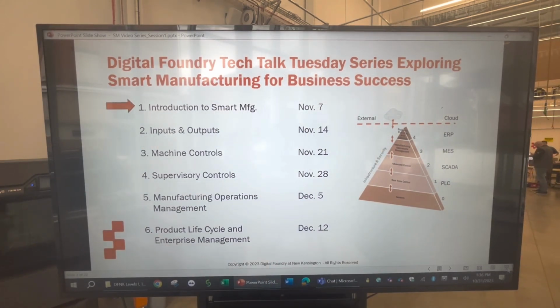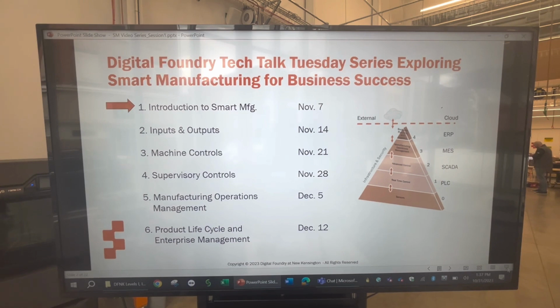We're going to start today with an introduction to smart manufacturing, and over the next 5 weeks, we will go through topics including inputs and outputs, which is about sensors and capturing and using data on your shop floor. Machine controls, which focuses on the power of programmable logic controls and connected machines. Supervisory controls, which looks at the use of SCADA and HMI systems to give you access to real-time data and information in your processes and improve operational efficiencies.